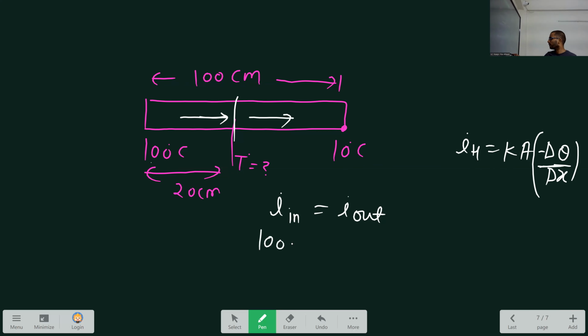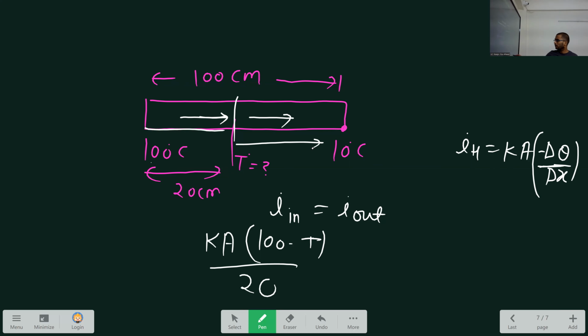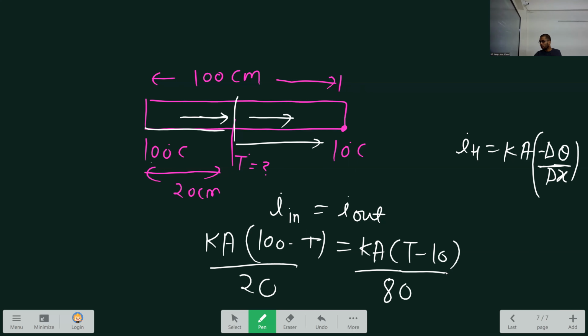So the temperature difference is 100 minus T into, students, notice that the rod has uniform area and is made of the same material. So K will be the same and area of cross section is also the same. Now the length of the left part is 20 centimeter, so the length of the right part will be 80 centimeter. And here KA, temperature difference will be T minus 10 upon 80. So what is that? 20 and this 4 cancels out, this K cancels out. So 4 gets cross multiplied. So this will be 400 minus 4T. This will be equal to T minus 10.